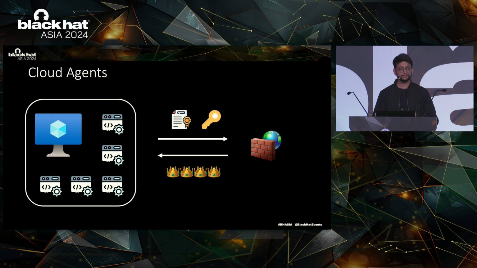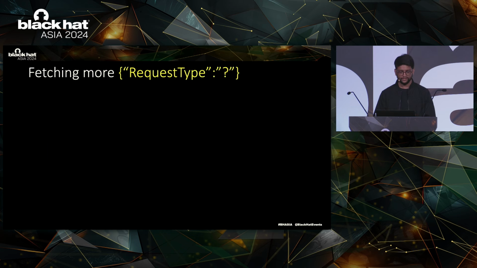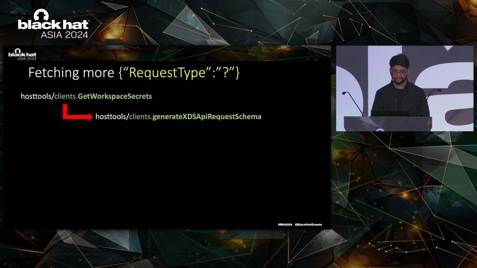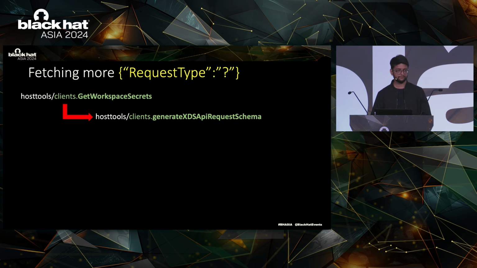There were a few more agents that we could look into and reverse and figure out what else we can fetch using the storage account access key, using the certificates and the private keys, basically. So the idea was to find what else we can request and what else can be the parameters for request type in the POST request body. The function, for example, get workspace secrets, calls another function that is generate XDS API request schema. So the POST request's body is generated by this function. So the request type parameter is populated by this function.